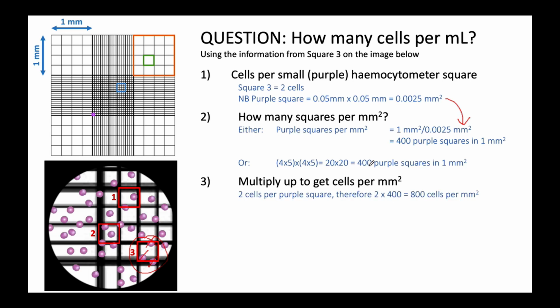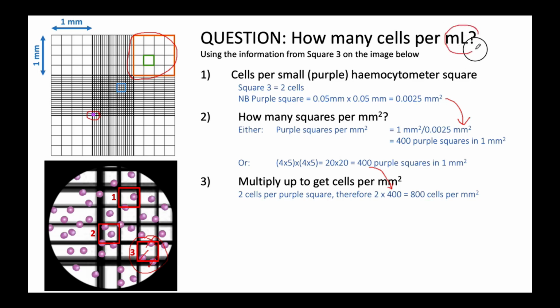Now we can multiply up. We've got 2 cells in this little square here, therefore if I want to multiply up to get into 1 millimetre squared, in this orange square, then we can do 2 times that 400. So we've got 400 times more in the 1 millimetre squared, so we've got 800 cells per millimetre squared. We now know that if we were to count all of the cells in that big square there, we should get 800 of them. But now what we need to do is to work out a volume.